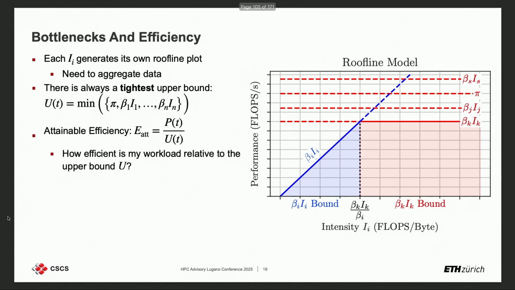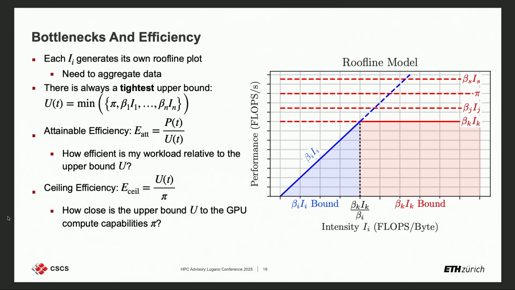I want to define the attainable efficiency as the performance that you're getting over the tightest upper bound. Essentially this tells you, given a situation where I have a set upper bound on the achievable performance, how close am I actually getting to that theoretical upper bound? In theory, if you had perfectly optimized code, you would be able to reach, let's say maybe 90, 100% of attainable efficiency, since that's the upper bound that you can get to with this set of constraints.